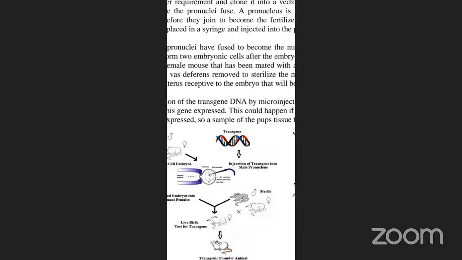So it's called a transgenic animal. Now this is what we call the founder animal. From this mouse, the gene will get transmitted to the next generations. All transgenic animals will be produced. Is it clear? Yes, ma'am.